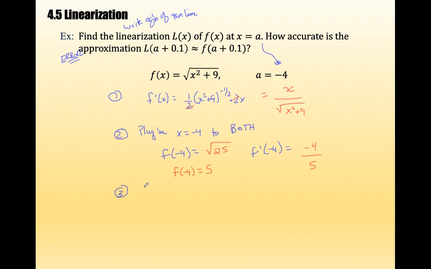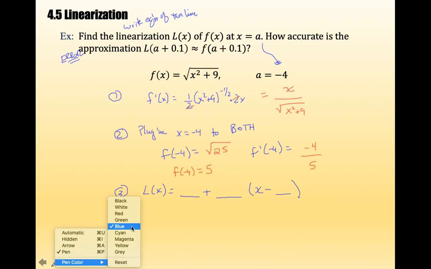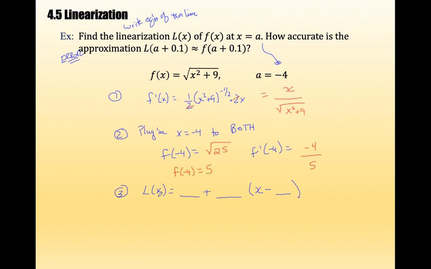So my linearization at -4 is equal to 5 plus the slope times x minus. And again, I don't care about the order. I don't even care if you call it L of x. You can just call it y if you want. -4, which of course makes that a plus. -4/5 is my slope here, and 5 goes there.